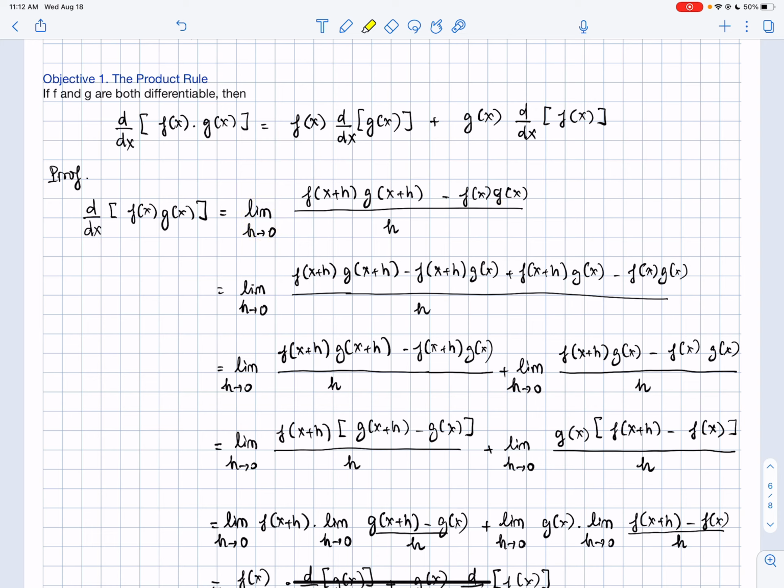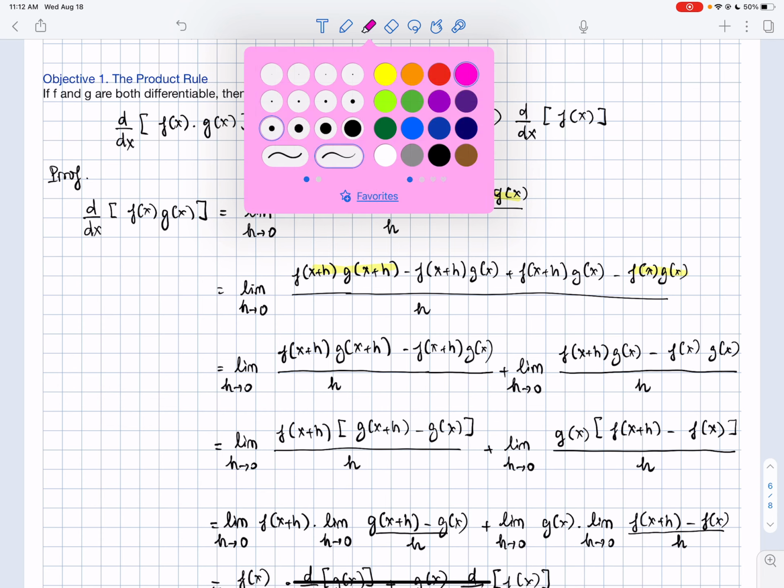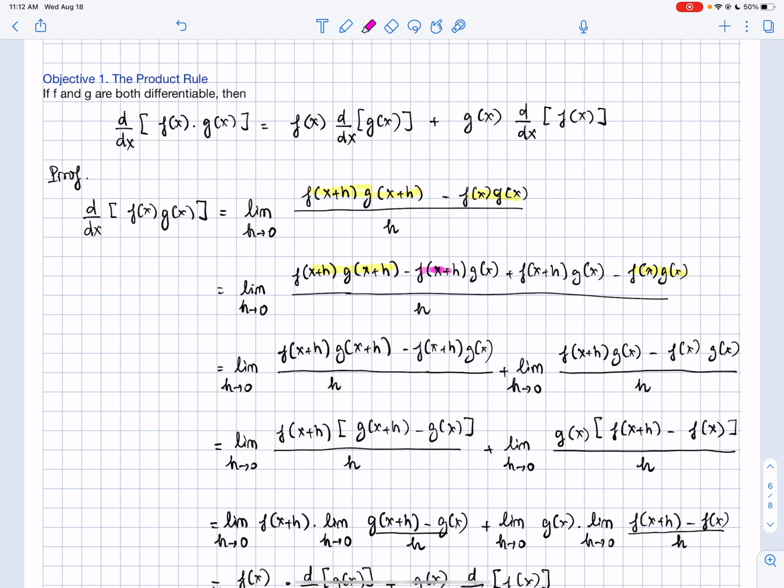So what I do is this: I keep this one the same, and this one the same. And then we add and subtract the same number so that it becomes 0, so I don't change the original problem. So we add and subtract f of x plus h times g of x.